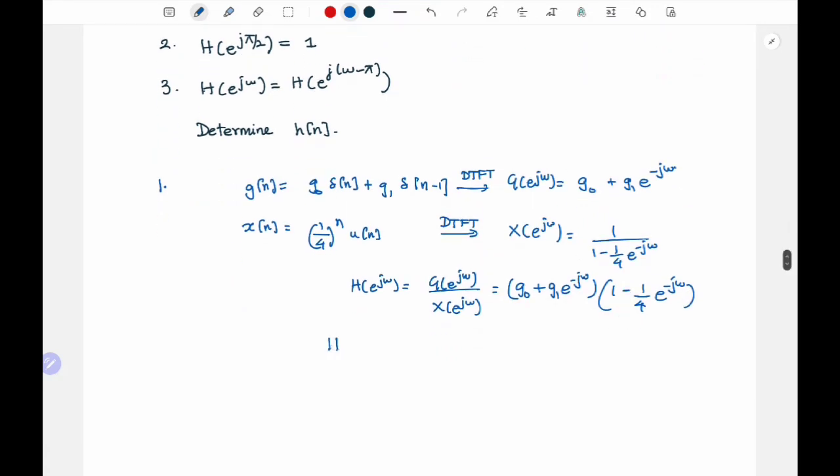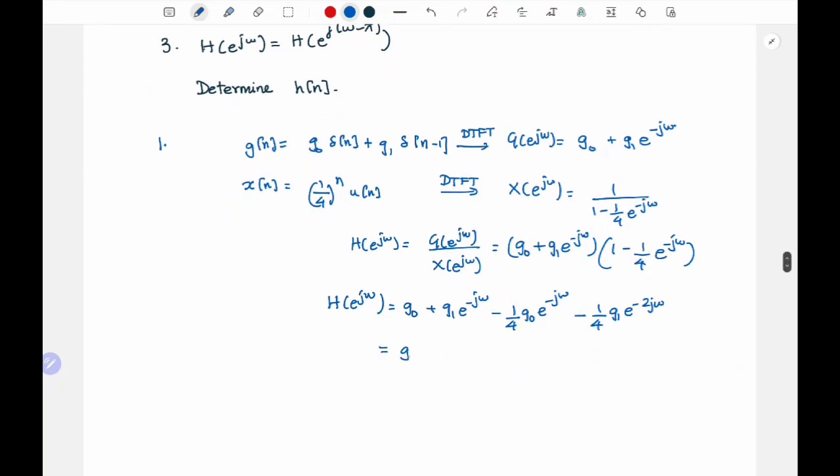So now you can multiply them inside. So you will have g0 plus g1 e^{-j omega} minus 1 by 4 g0 e^{-j omega} minus 1 by 4 g1 e^{-2j omega}, right? So you can group them: g0 plus (g1 minus 1 by 4 g0) e^{-j omega} minus 1 by 4 g1 e^{-2j omega}.